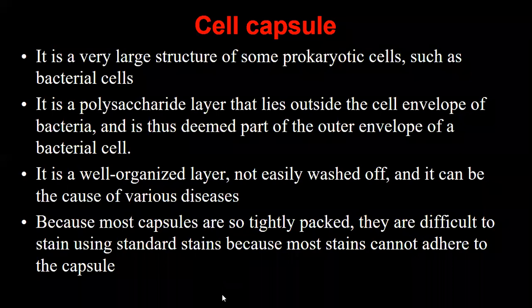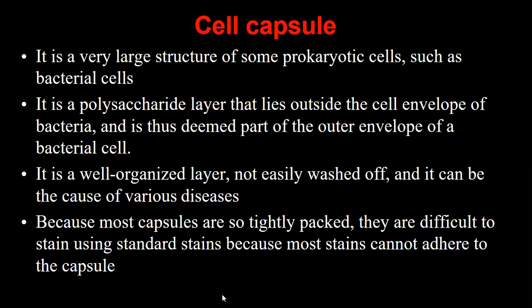Because most capsules are so tightly packed, they are difficult to stain using standard stains, because most stains cannot adhere to the capsule. If you remember your Gram stain, when you carry out a Gram stain, if a bacterium does have a capsule, it remains invisible during your Gram stain and during your microscopic view, because the capsule is difficult to stain. It does not allow stain to stick to it. There's a special staining for capsule, okay?